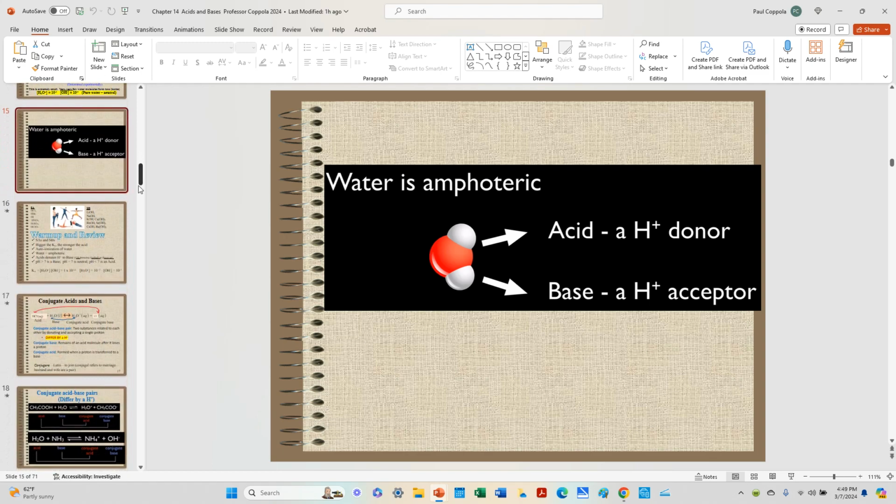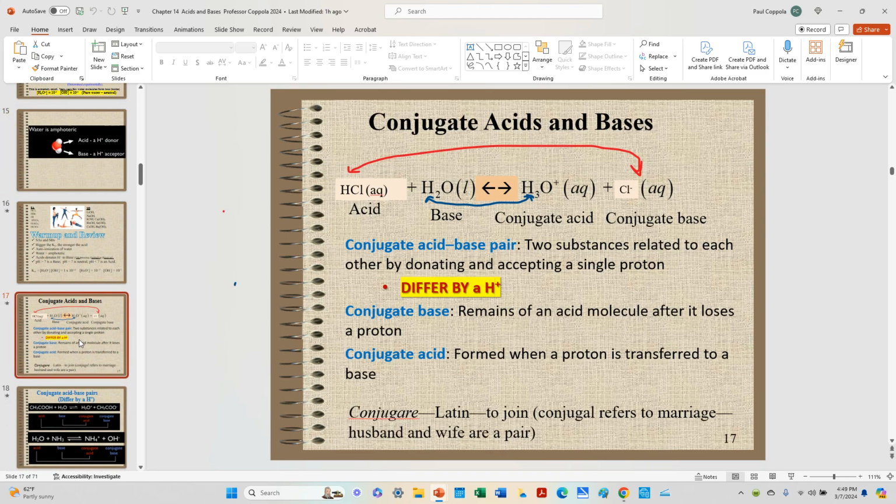And then we go to slide 17, conjugate acids and conjugate bases. The key thing here is that they differ by an H+. So if you have a question and you're comparing different species, and you can see that they're the same except one has one more H+ or doesn't have an H+, that they differ by one H+, that's the right pair. If they have things that are not the same, they can't be a conjugate acid-base pair.